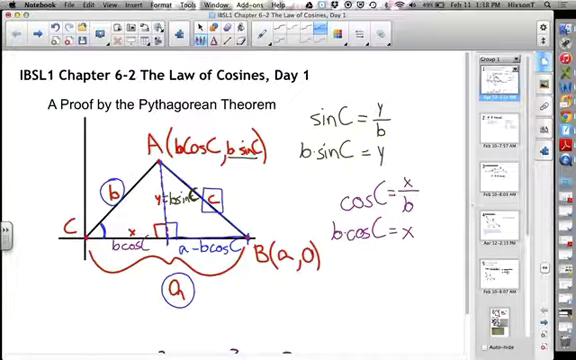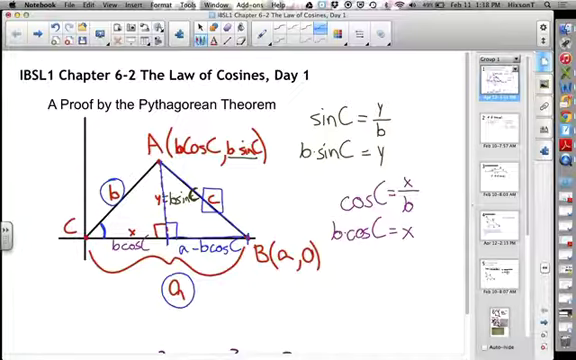This whole side is A. This piece is b cosine C. So this is what's left. So you subtract. Alright? So if you notice here, now we have a right triangle where we have expressions for all three sides. We can use the Pythagorean theorem.